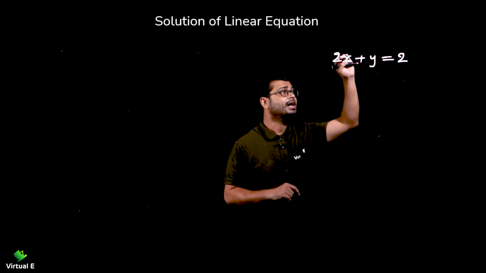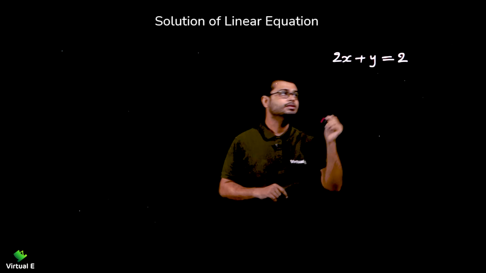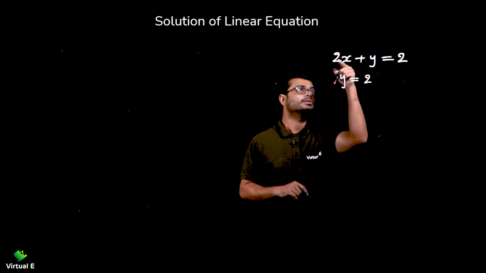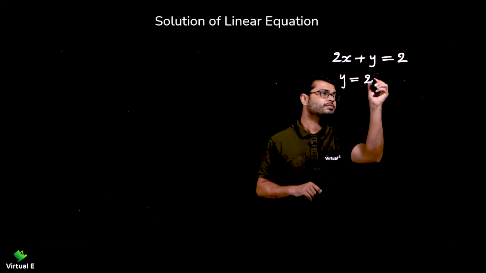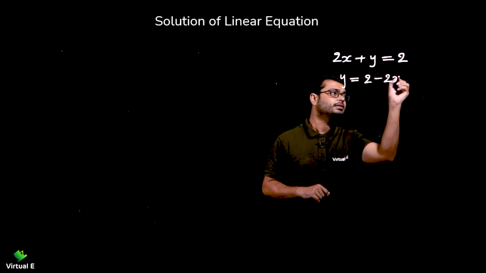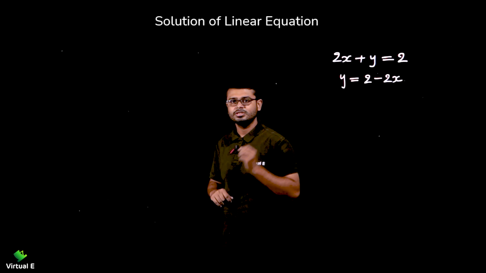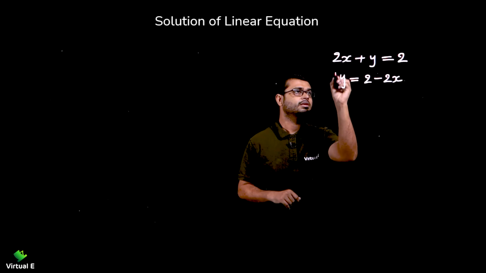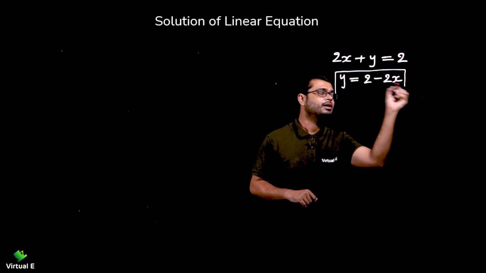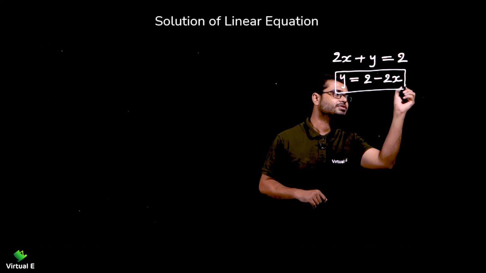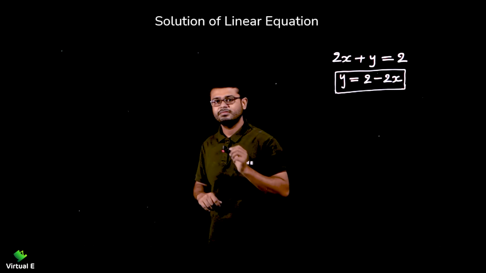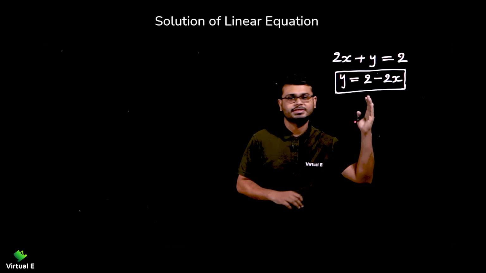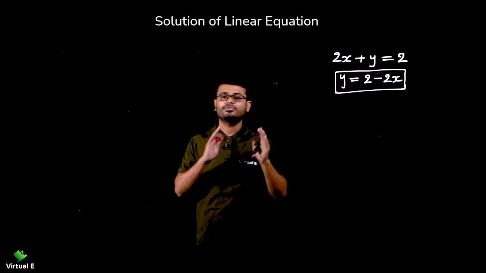So what will I do? I will shift 2x to that side. So y is equal to 2, and this 2x is positive, so it will become negative in this case. So y is equal to 2 minus 2x. The equation is the same. Remember, I have just simplified it, I've just changed its position. Now, y is equal to 2 minus 2x. This is the equation whose solution I want to get.